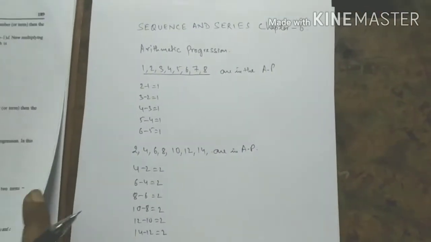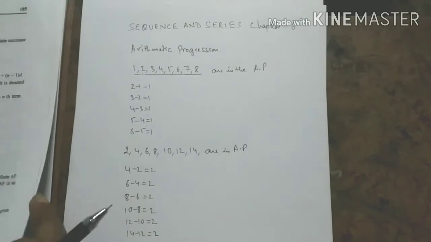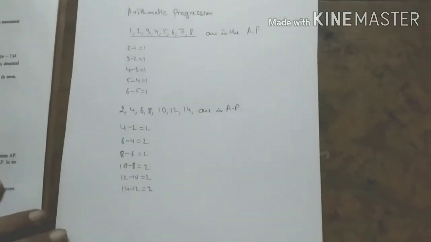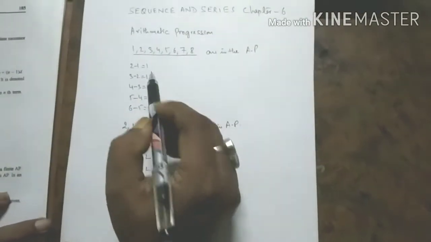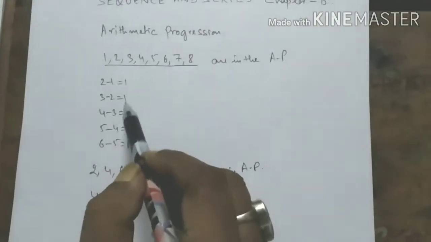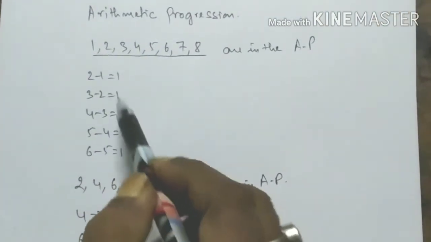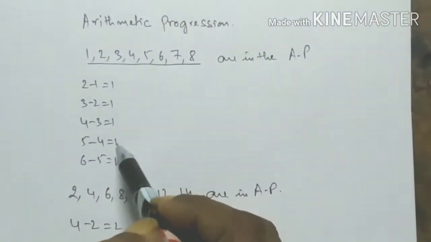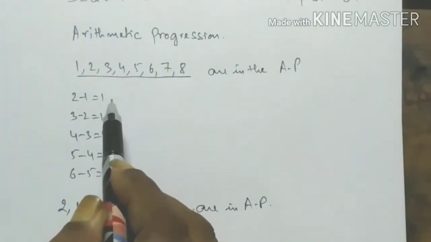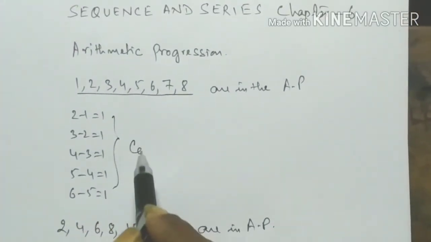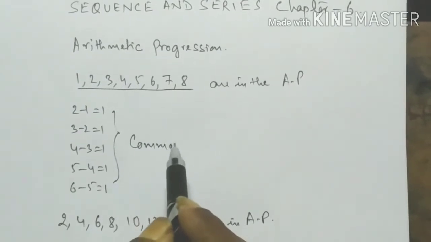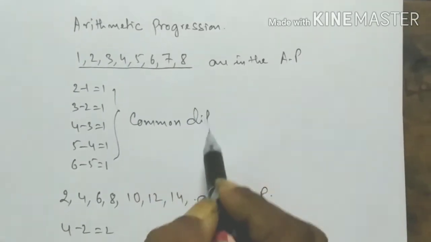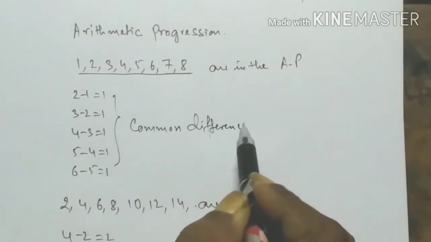Now, I want to tell you, this is arithmetic progression. You find that between two consecutive terms, the difference is constant. In the first case, the difference is 1. And this is known as common difference.